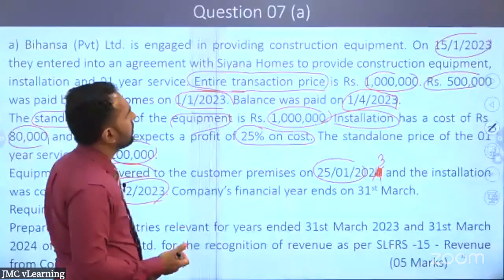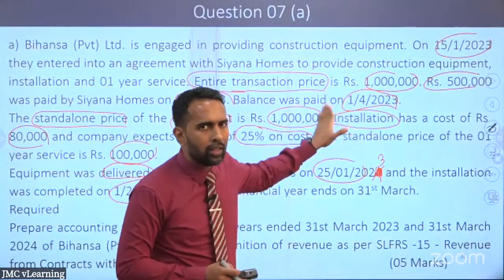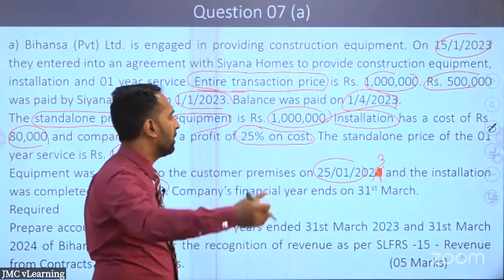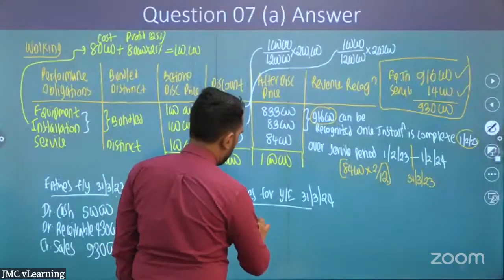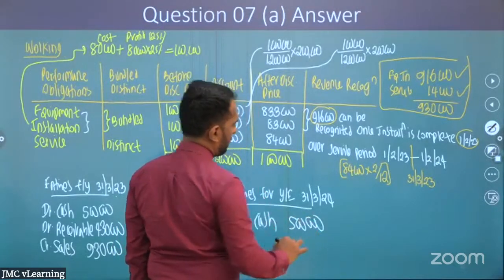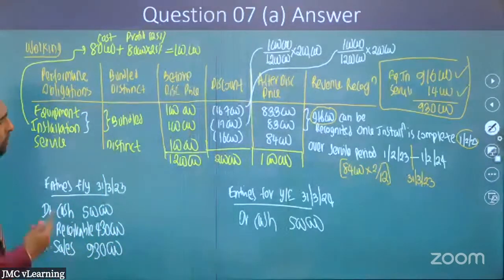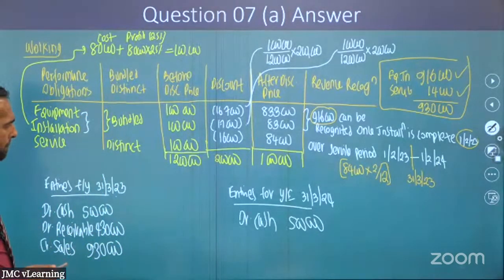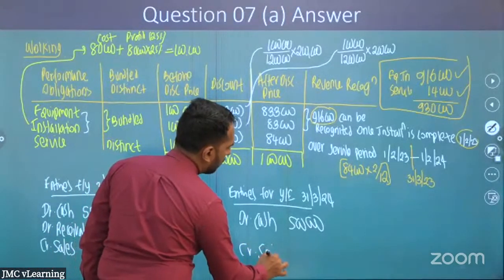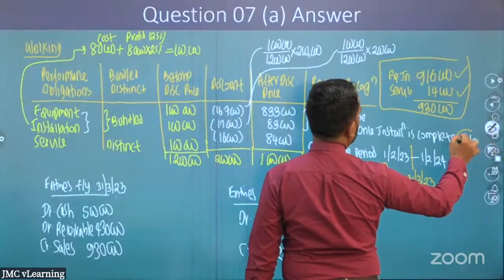Next year, on the very first day, they have paid the remaining balance. So debited to cash 500,000. How much income can you recognize now? Credited to sales how much? This 916 is already finished.